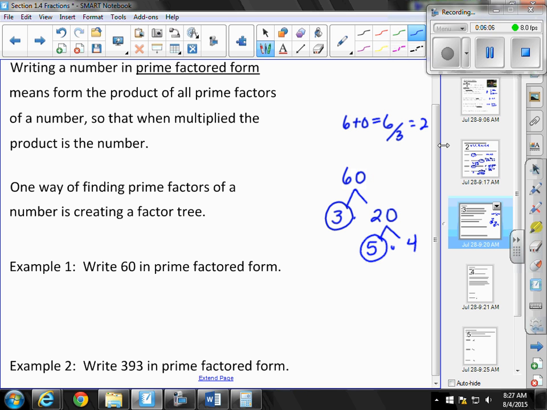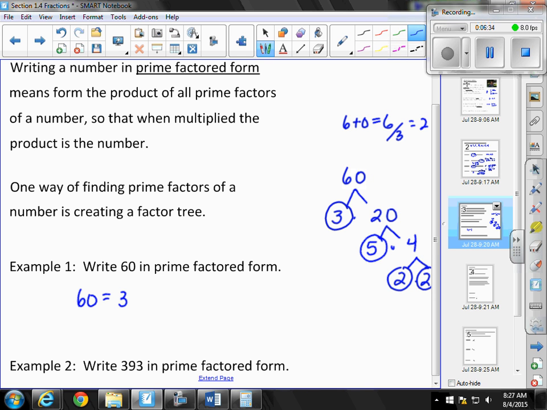And I still have a branch that doesn't have any leaves on it or any prime numbers on it. I'm going to say 4 can be written as 2 times 2, and 2 is prime. Now if you notice, all of my branches have leaves or circles at the end. I know I've written all of the prime numbers that I can. I've broken it down as far as it will go. And then you can start writing your factors.